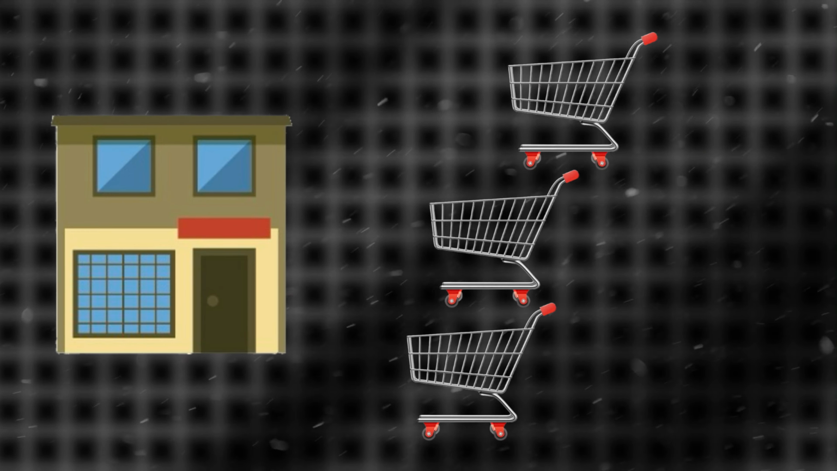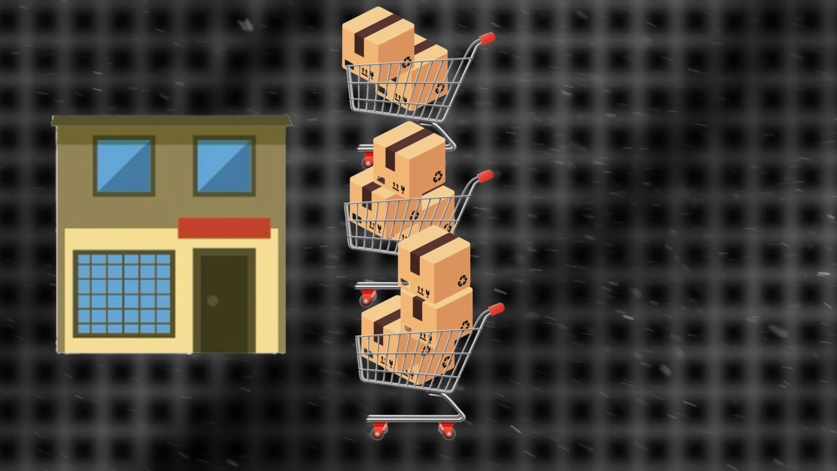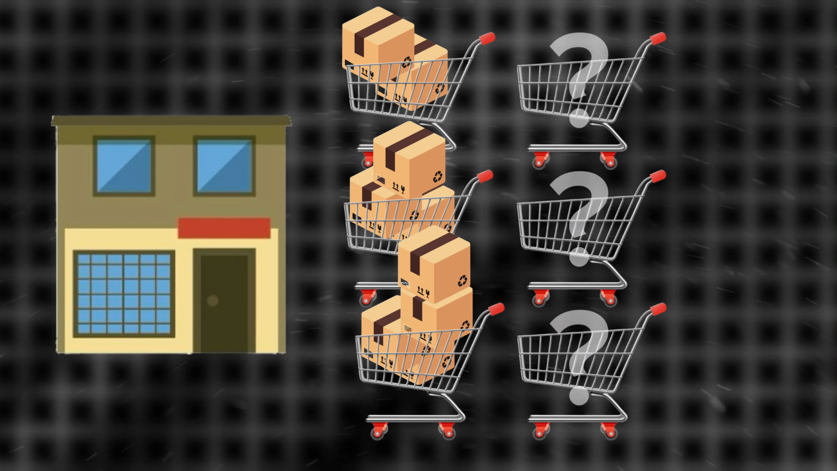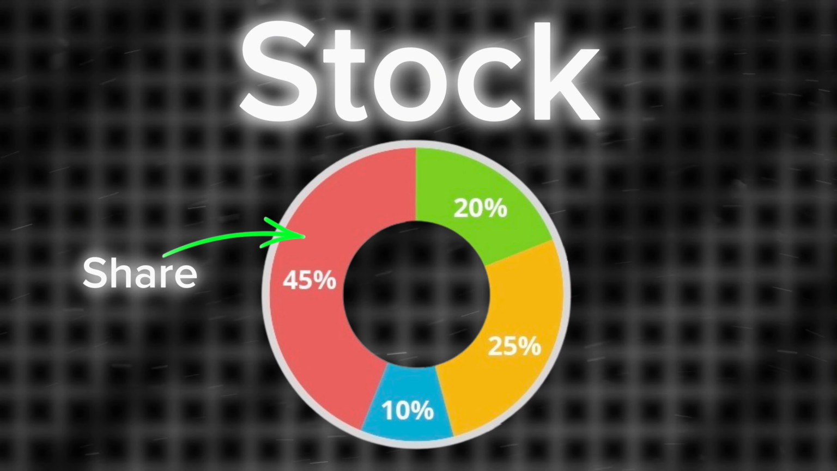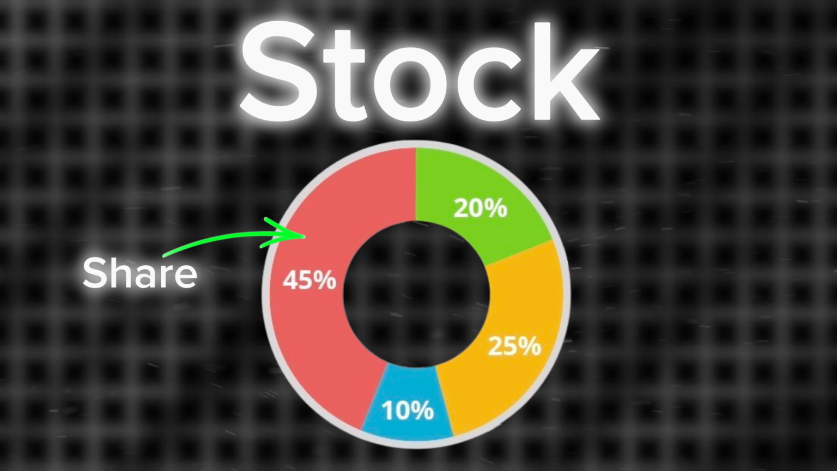Imagine you've started a company and it's taking off, but you need more money to grow. One way to raise that money is by going public and selling stock, which are tiny pieces of ownership in your company. Let's break down how this works step by step.